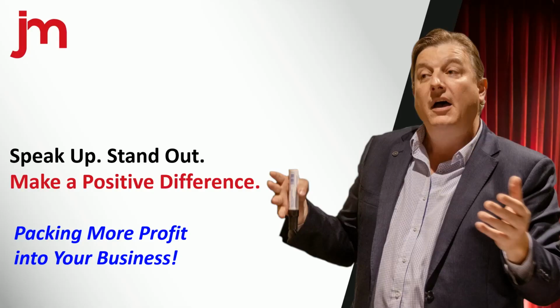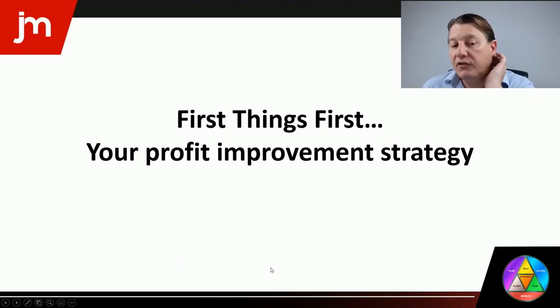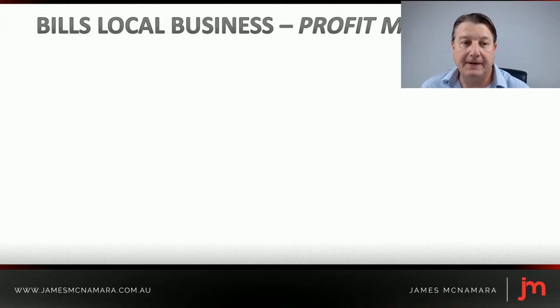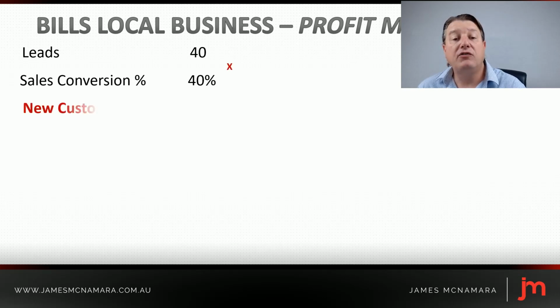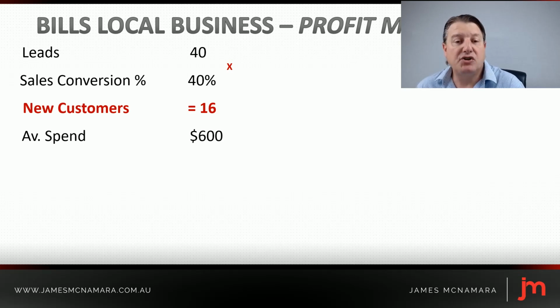Okay, let's get underway. So first thing, your profit improvement strategy. So let's have a look at Bill's local business and a little process I call the Profit Multiplier, and this will help you to understand where you need to focus your efforts most. So let's say Bill gets 40 leads a month. Sales conversion is 40%. You multiply those two together and that's 16 customers. The average spend is $600, so some will spend more, some will spend less, but the average $600.